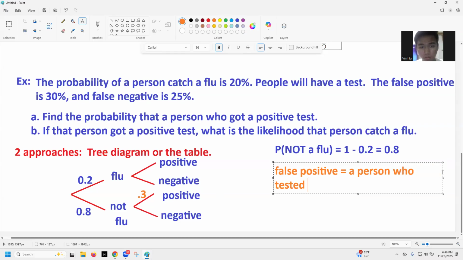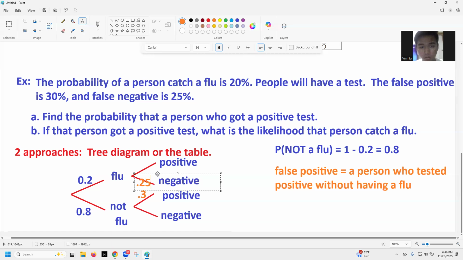Test is positive without having the flu. Are we good? So we have to put it on the second branch here: positive without having the flu. And then the false negative is where supposedly a person who got the flu tested negative, because for some reason the device only has 75% accuracy. So that basically results in 25% of those who test negative even though they got the flu. So that's 25%. Are we good?